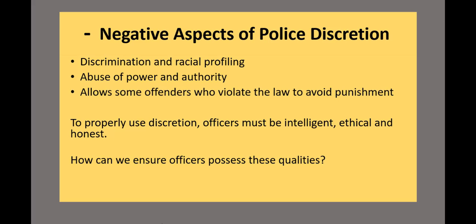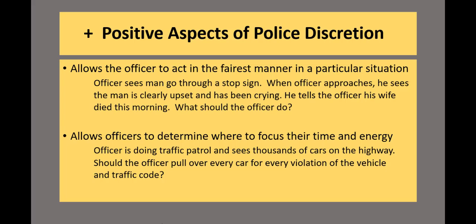So to properly use discretion, we need police officers who are intelligent, ethical, and honest. That's how you properly use discretion, if you're intelligent, ethical, and honest. But what if you're not? What if the police officer is racist or mentally unstable? Do you want them to have discretion? Well, we don't. But there's a lot of positive aspects of police discretion, which is why your job being the police chief is going to be really difficult.